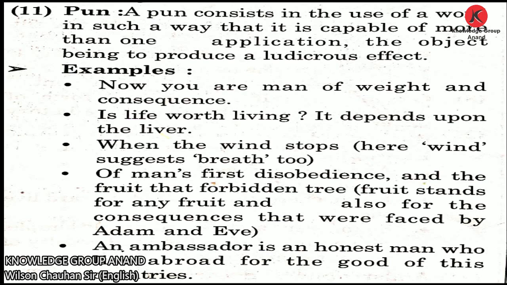For examples, let us learn this. "You are a man of weight and consequence." Which means perhaps earlier the man was thin. Weight and consequence means now perhaps the person has gained authority. A man of weight means when he comes, there is more weightage, which is not about the weight of the person, but about his authority.